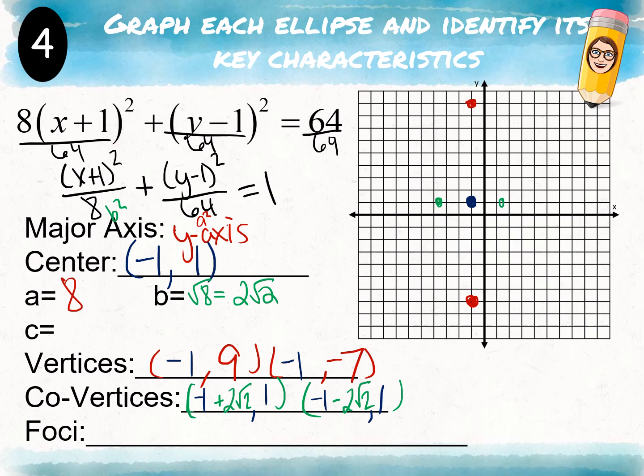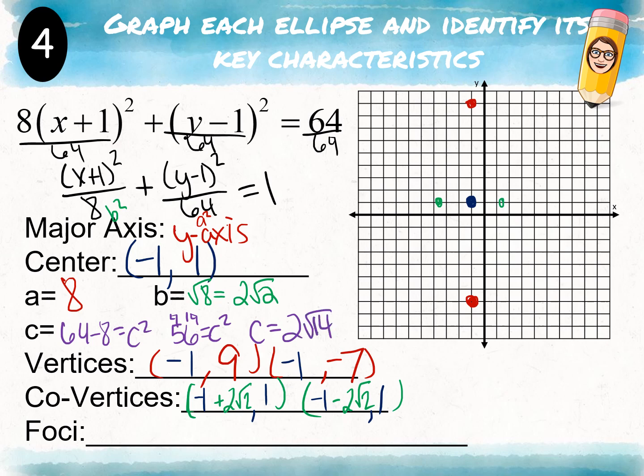All right, let's talk about that c value. We need to calculate first. A squared minus b squared equals c squared. So we're arriving at 56 equals c squared. That reduces. 4 fits in 14 times. So c is 2 square root of 14.